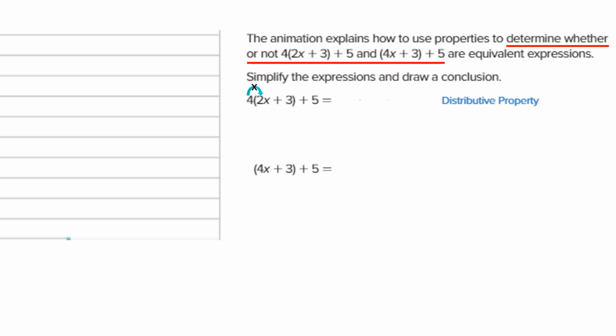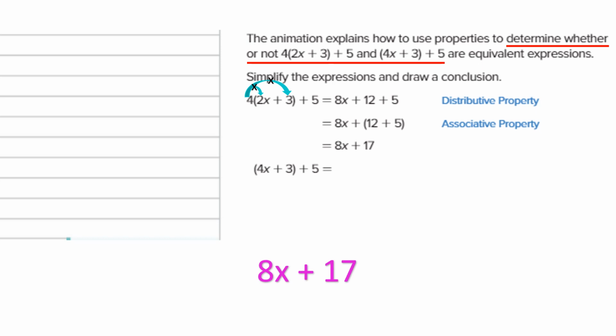So I'm going to take 4 times 2, and that's going to give me a product. And then I'm going to take 4 times 3. So 4 times 2 is going to be 8x. I keep the addition sign. And then 4 times 3 is 12. I'm going to keep the addition of 5. Now in the associative property, I know that if it's all addition, then I can do it in any order. So I'm going to group the constants because they are like terms and simply add those together. So I end up with 8x plus 17.